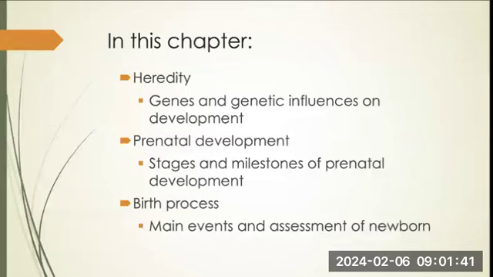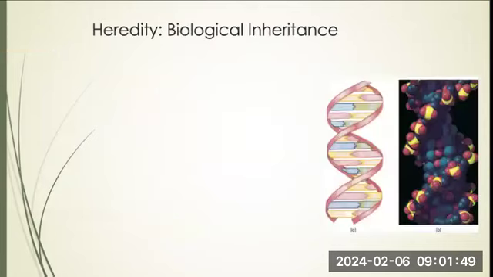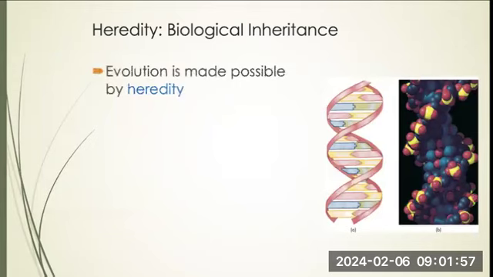Prenatal development covers the different stages as a child is getting ready to be born, and then the birth process is the shortest component. So when we talk about heredity, what we're really looking at is biological inheritance. What are you getting as a person from your parents and your ancestors?